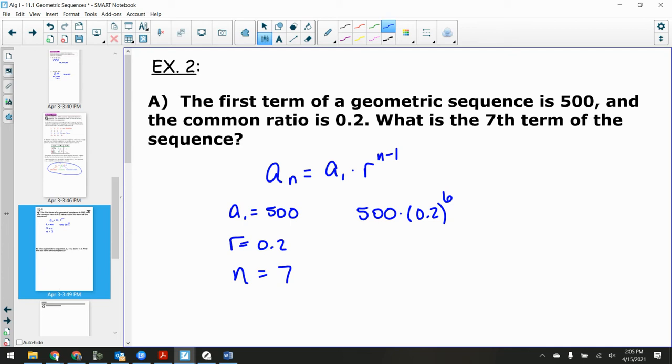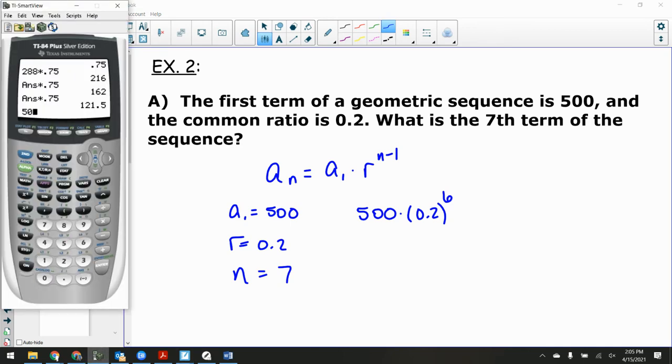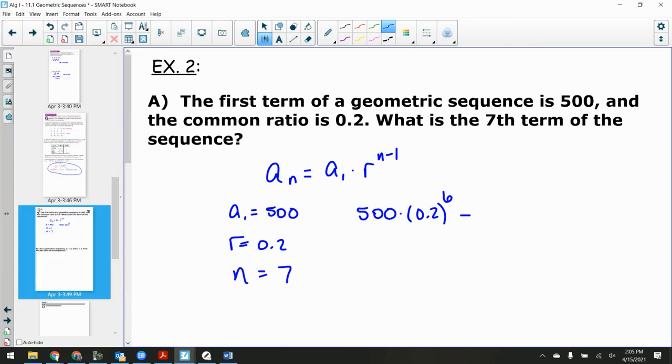So we run that number through our calculator. 500 times 0.2 to the 6th. And now I don't need to do more repeated multiplication. It's just 0.032. Which is kind of interesting. Starting at 500, in only 7 terms, I'm down to a number that's 0.032, a really small number. So it gets really small really quick. That's the 7th term. Don't believe me?